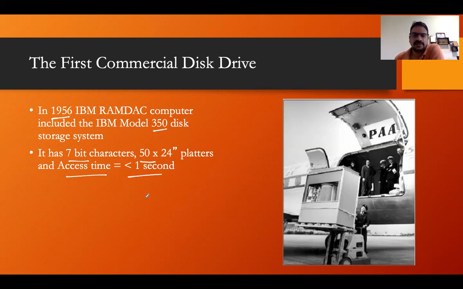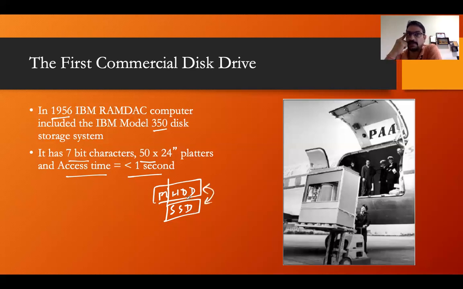And today we have the magnetic hard disk drive, or we have the solid state drive, right? The solid state drive concept is different. A hard disk drive works with a magnetic disk. Magnetic disks are there in the hard disk drive. So the concepts of these two are totally different. And the solid state drive more or less uses flash memory, which we generally use in pen drives and all.